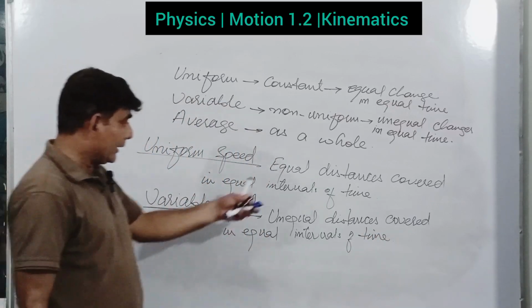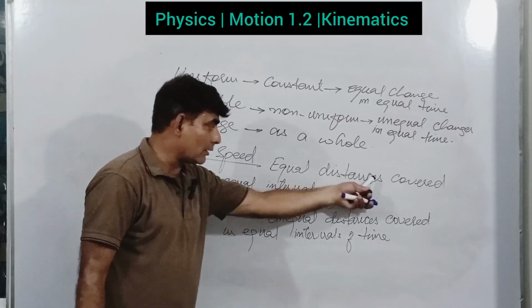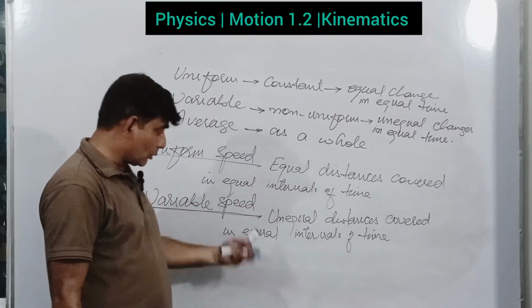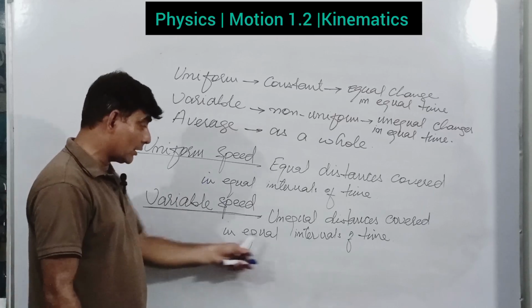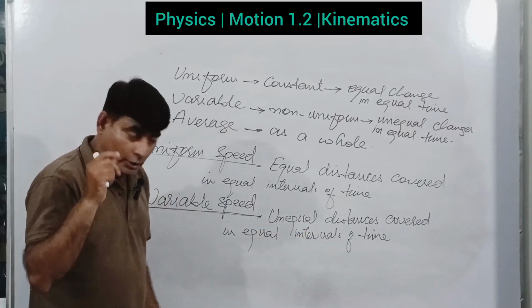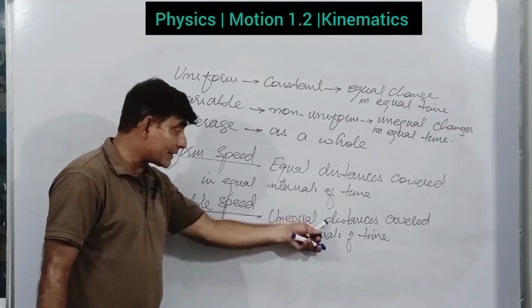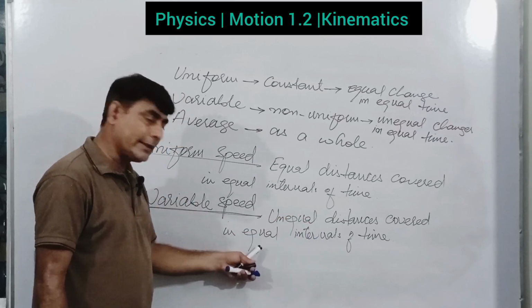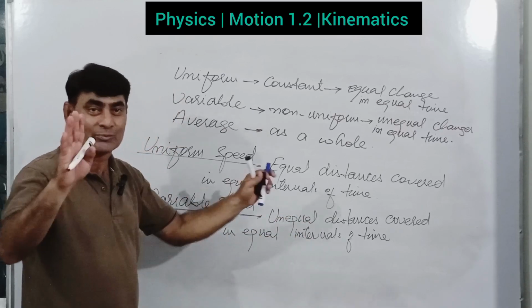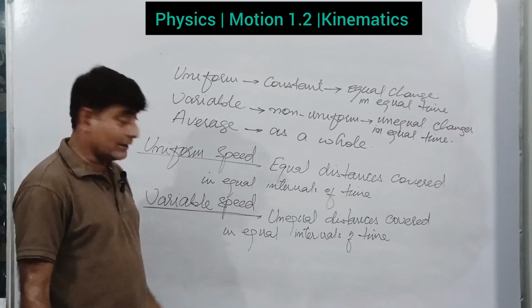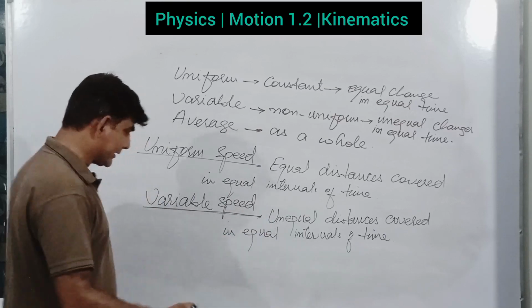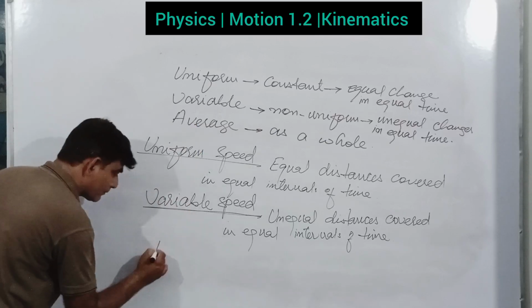Equal distance is covered in equal interval, but over here unequal distance is covered. Unequal distance is covered in equal interval of time, and you can say equal distance is covered in unequal interval of time. They give the same meaning. It will describe variable speed. Now listen, the third one is average.